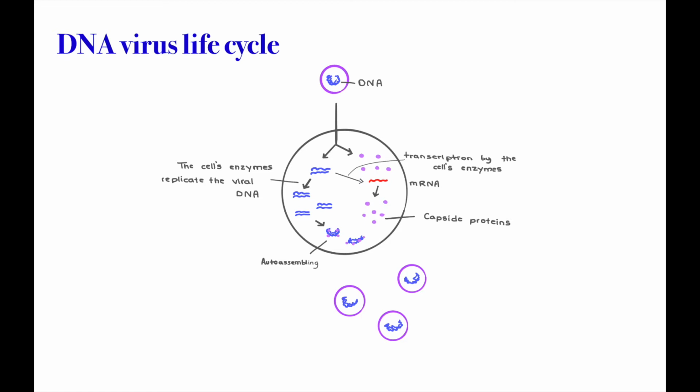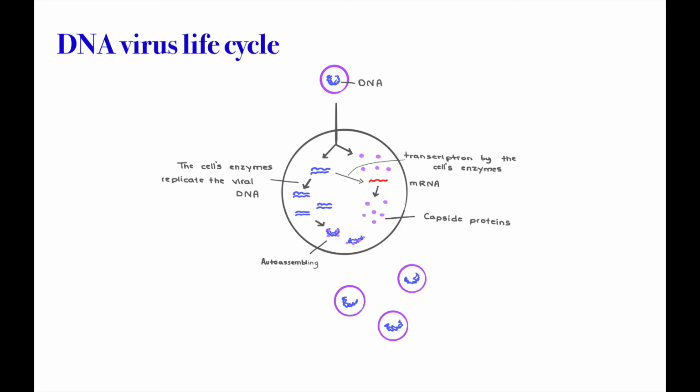On the left side, you can see that the cell's enzymes are going to replicate the viral DNA, the blue DNA, just like it would replicate its own DNA. It's not going to notice that it's viral DNA. It just sees DNA and knows that its role is to replicate DNA, so it does it. On the other side, you see that the capsid, this purple membrane or envelope that was surrounding the original virus, is going to be broken down.